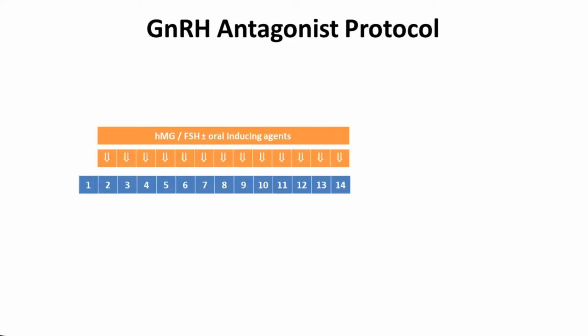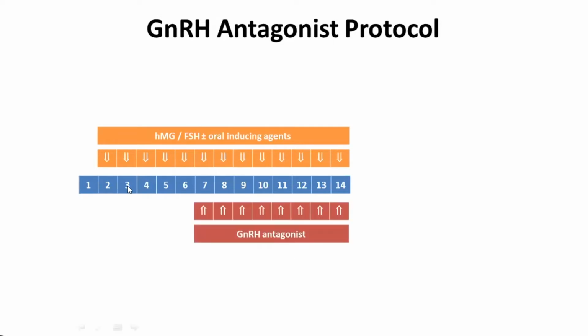In the GnRH antagonist protocol, we start on cycle day 2 stimulation by HMG or FSH plus or minus oral inducing agents. And on cycle day 7, if we are using the fixed protocol, or when the follicle reaches 13 or 14 millimeters, if we are using the flexible protocol, we start the GnRH antagonist, 1 ampoule per day, hand in hand with the ovarian stimulation medications till we reach maturity. In the GnRH antagonist protocol, we can use either the HCG or the GnRH agonist trigger.